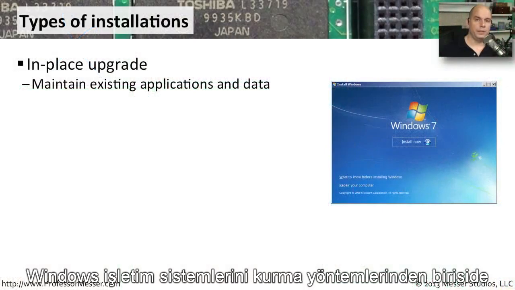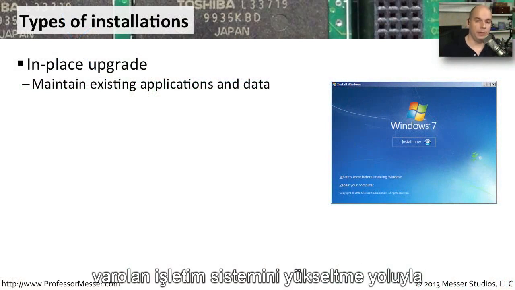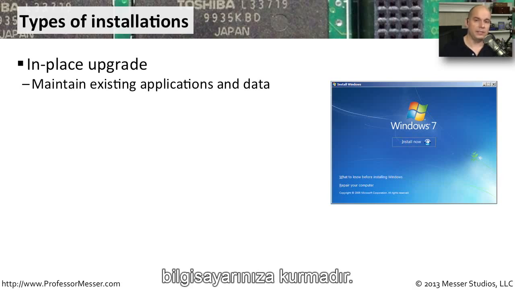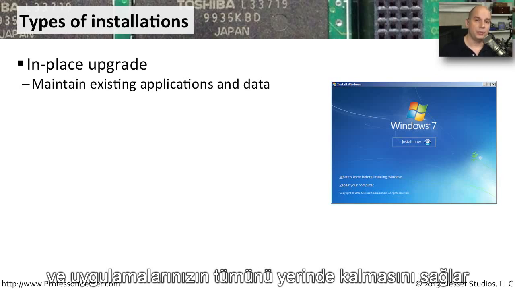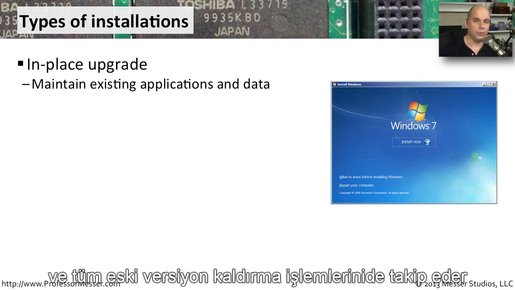There are a number of different ways to install the Windows operating system. One is with the in-place upgrade, where you simply start the installation inside of your existing operating system. It recognizes that an OS already exists, and it upgrades to the newest version of this operating system and makes sure that it keeps all of your applications in place and all of your files exactly the way they are.